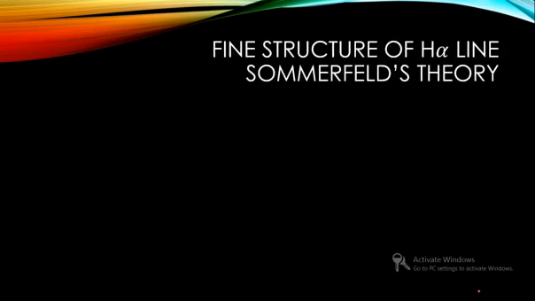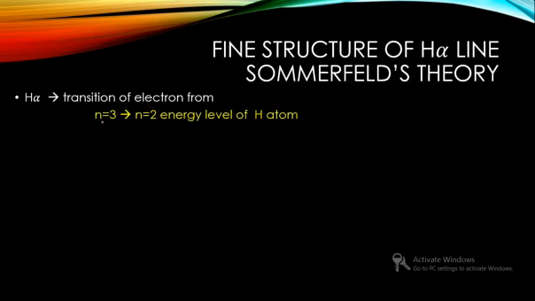Considering this, we can explain the fine structure of the H alpha line. What do we mean by the fine structure of the H alpha line? That is, the H alpha line is seen to split up into a number of lines. What is the H alpha line? It is a spectral line obtained in the Balmer series, which is due to the transition of the electron from n equal to 3, the third orbit, to the second orbit of the hydrogen atom.